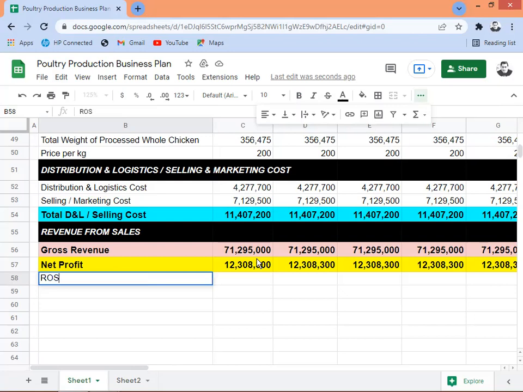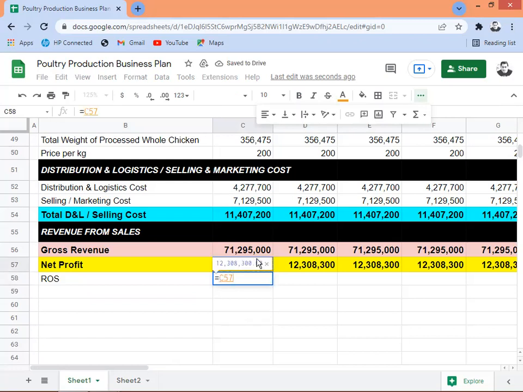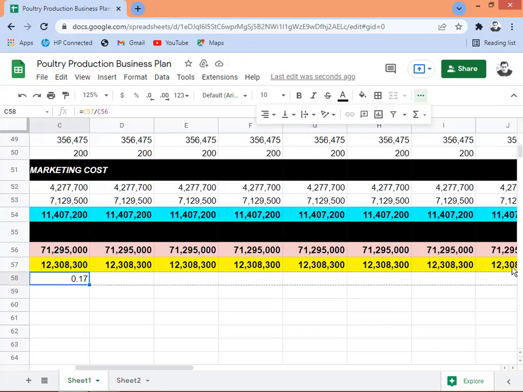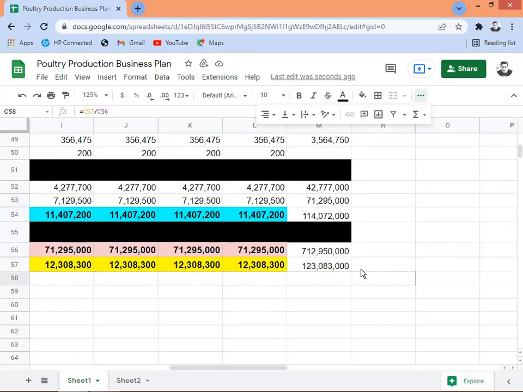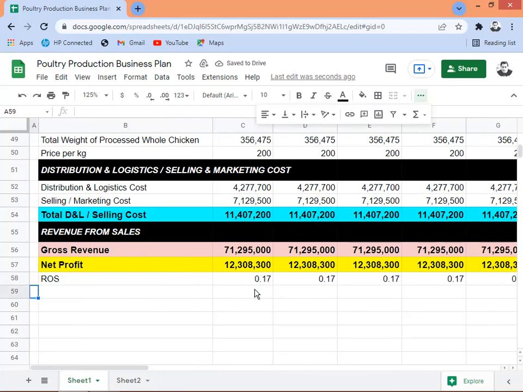What would be the ROS of this? Return on sale. So what would be the rate? You divide the net profit by the gross. 17%. That's not bad. Return on sale is not bad. Cap it there.